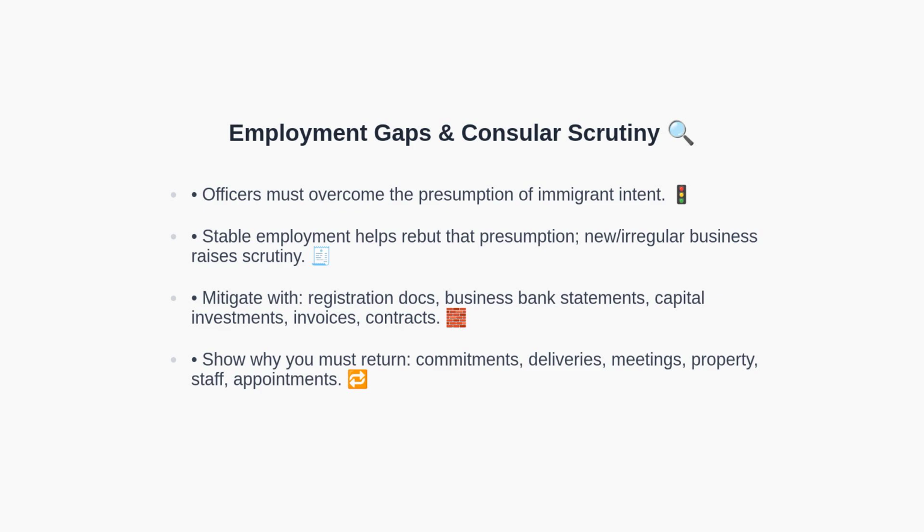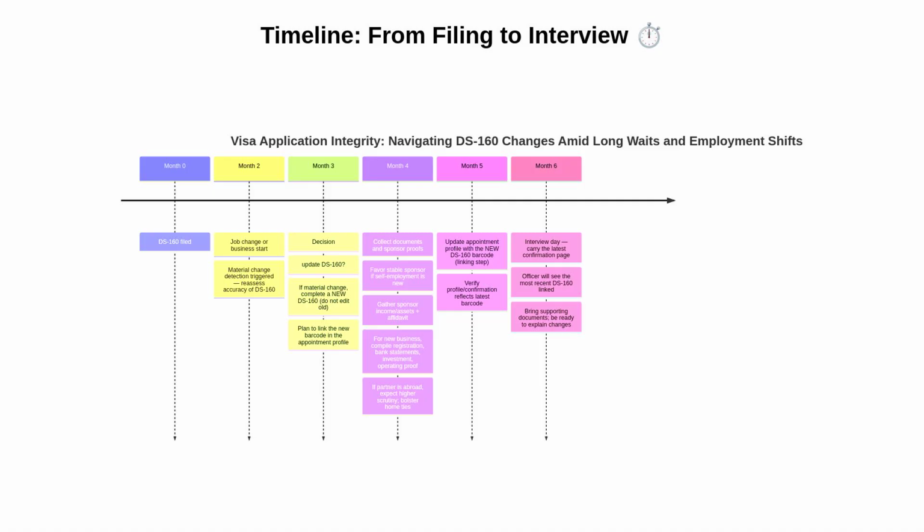Next, let's visualize how time and events unfold between filing and the interview. This timeline shows the path from the initial DS-160 filing through intervening life events to the interview. At month 0, the DS-160 is filed. By month 2, a job change or new business might occur. In month 3, the applicant evaluates whether to update the DS-160.